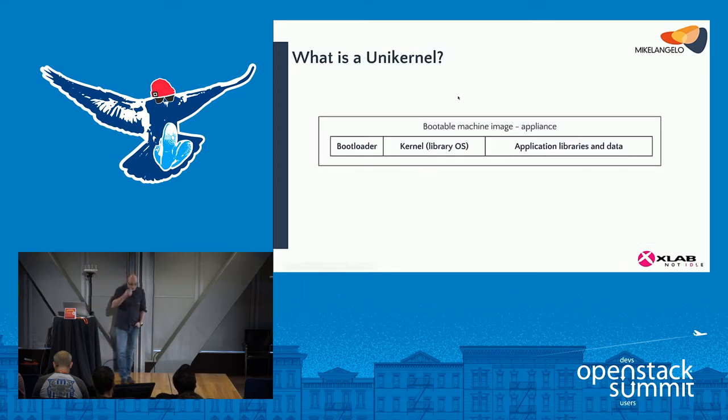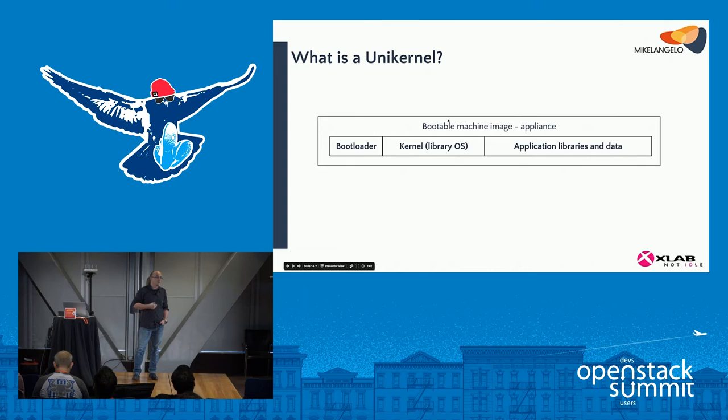So to get started, contrary to ordinary operating systems that we are accustomed to right now, mostly Linux, the unikernel is comprised of just three main components. We have a bootloader that will ensure that the kernel, which is rather small, includes just the major drivers that are needed to run in the target environment. And then we have the application libraries and the data. So there are no redundant tools, no redundant drivers that are not needed in the target architectures or deployment scenarios for the applications.